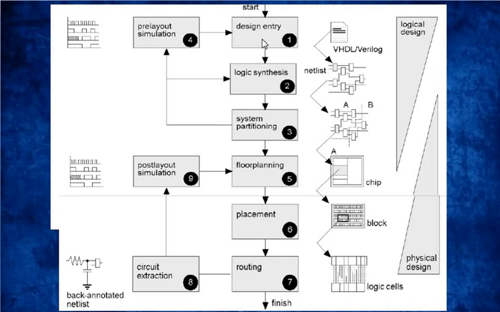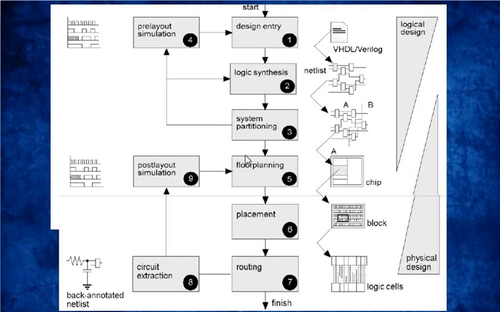See, first in specification you have given so and so specification. In design entry you are giving the VHDL or Verilog, whatever tool you are using. In synthesis you get the netlist. What is a netlist? It gives a complete description of the logic cells and the interconnections you are going to use in that particular IC. In detail, it gives you a list.